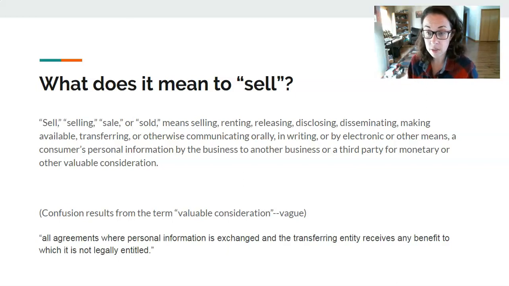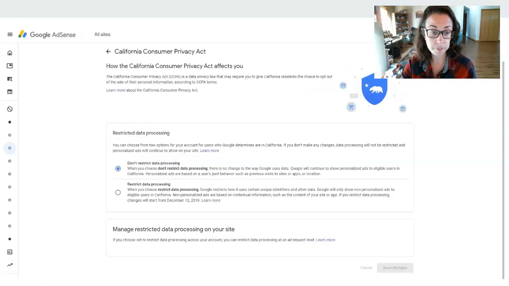I mean, what does that mean necessarily? Does that mean money? Does that mean some other benefit to your website, as far as maybe goodwill or contract or promise or something? Nobody necessarily knows for sure what exactly that means in this context. So again, coming back to this, now that we have covered all this stuff, for most small publishers who are in the AdSense world, you're not necessarily going to worry about restricting data processing like we were talking about earlier, because this law doesn't necessarily apply to you.